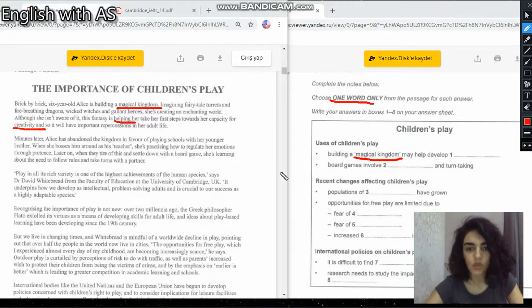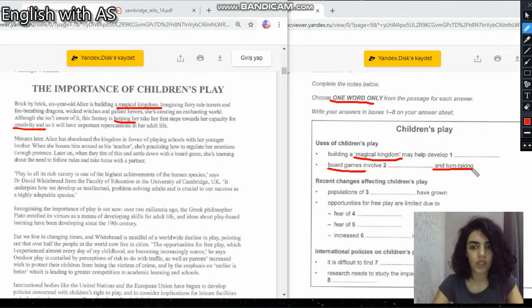Now second one, board games involve blah blah blah and turn taking. I have here board games, which is my keyword to locate my answer, and then I have involve. Involve means like include, contains. What? Again what? So again I'm looking for a noun, and luckily I have here and turn taking. If you have a conjunction like and, it means your sentence should include this and turn taking.